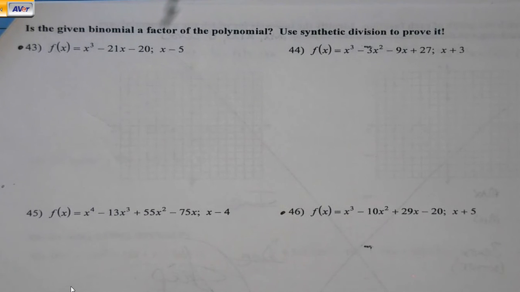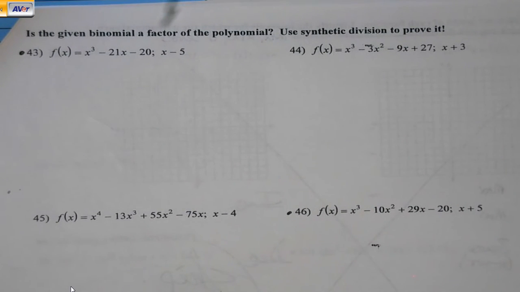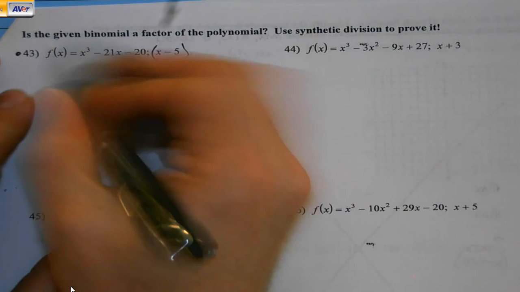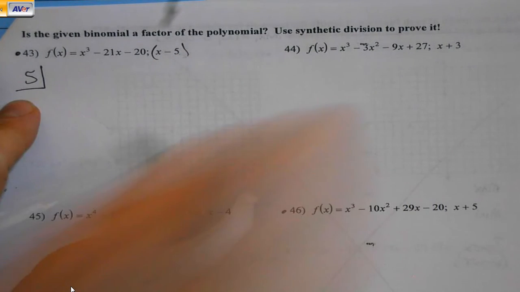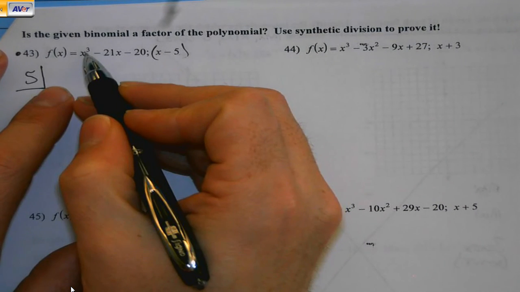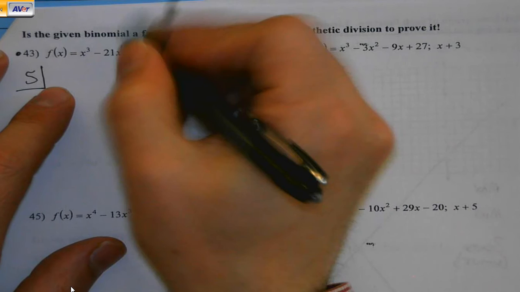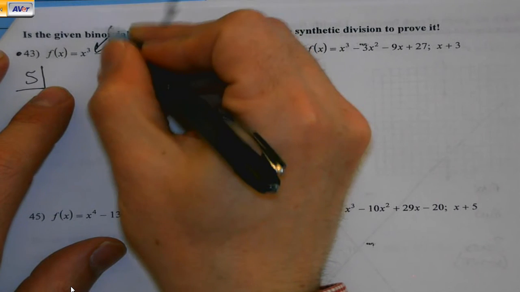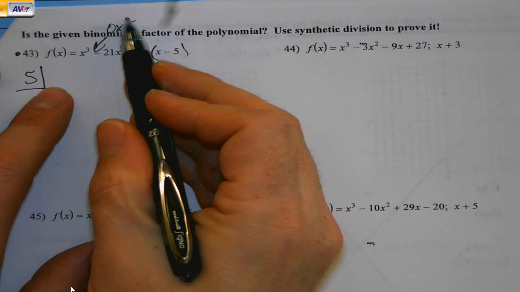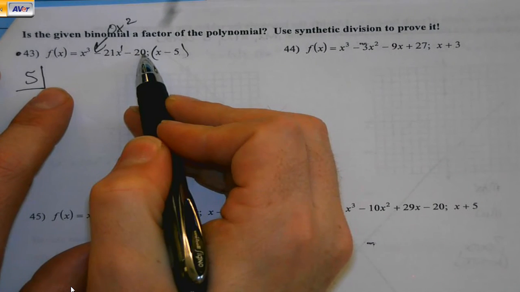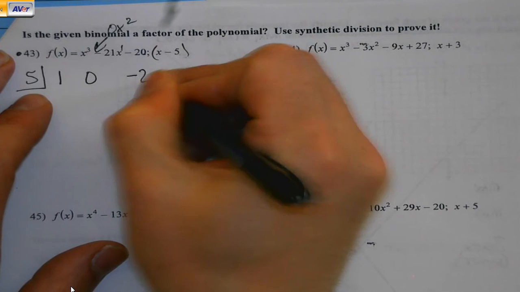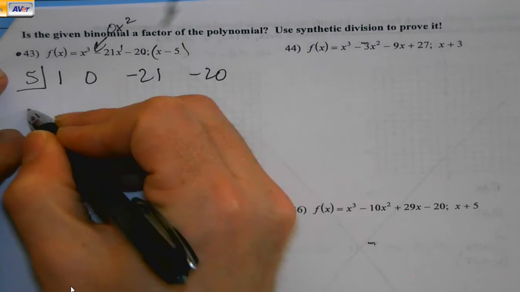Is the given binomial a factor of the polynomial? Use synthetic division to prove it. Okay, remember, opposite of my binomial, I'm going to use 5. Do I have any gaps? 3, 1. Oh dear, very first one, we got a gap. Okay, 0x squared. 3, 2, 1, 0. Put in my coefficients.